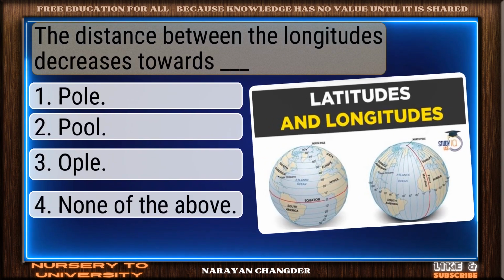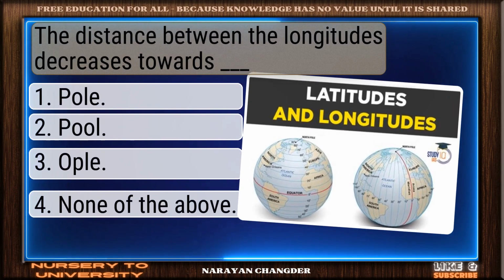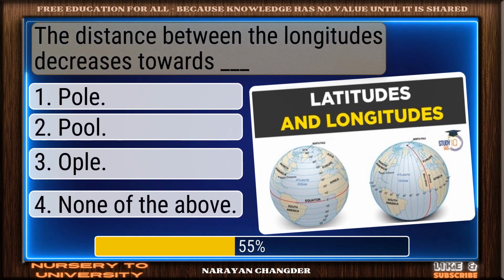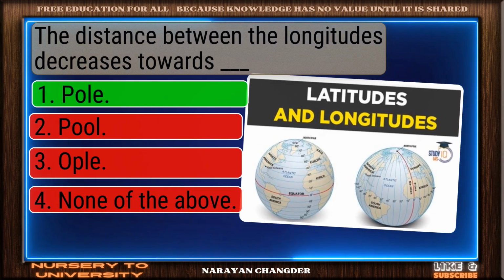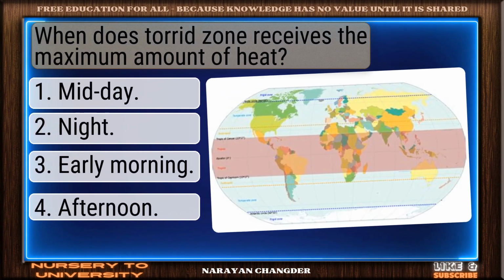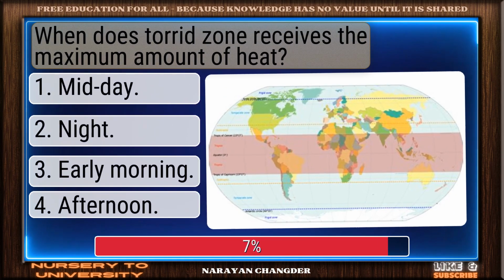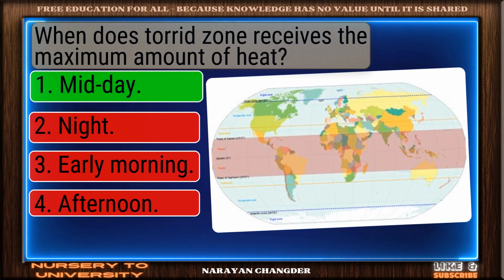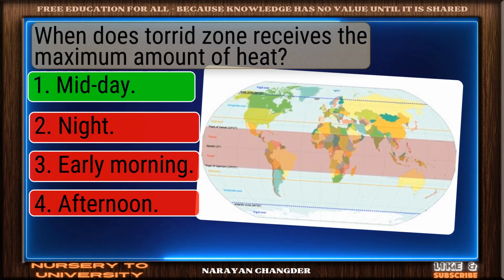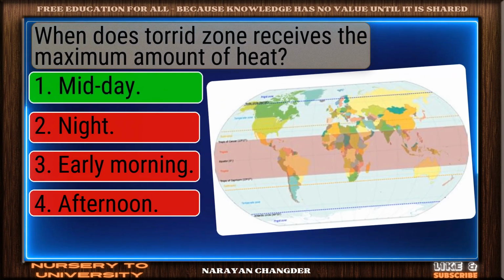The distance between the longitudes decreases towards dash. Correct. Pole is the right answer. When does the torrid zone receive the maximum amount of heat? Clear logic. Your choice midday is sound and 100% true.